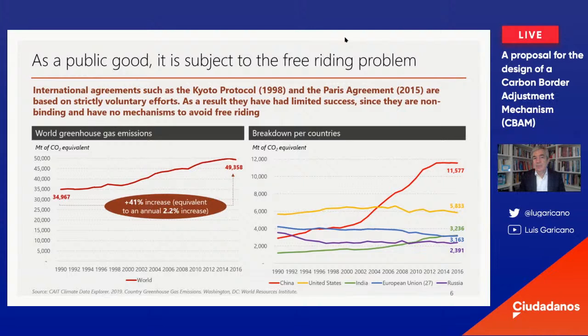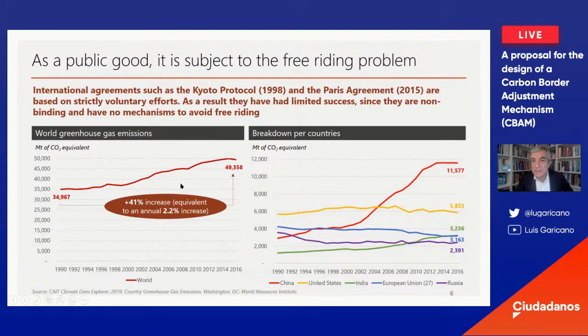Look at what has happened to greenhouse emissions over the last few decades. Since 1990 until today, we have an increase of 41% in greenhouse gas emissions. We have seen them go from an already large level, which was already leading to, for example, the Kyoto Protocol in the 90s, at 35,000 million tons of CO2 equivalent, to 50,000 million tons of CO2 equivalent. So it's a 41% increase, about 2.2% a year.